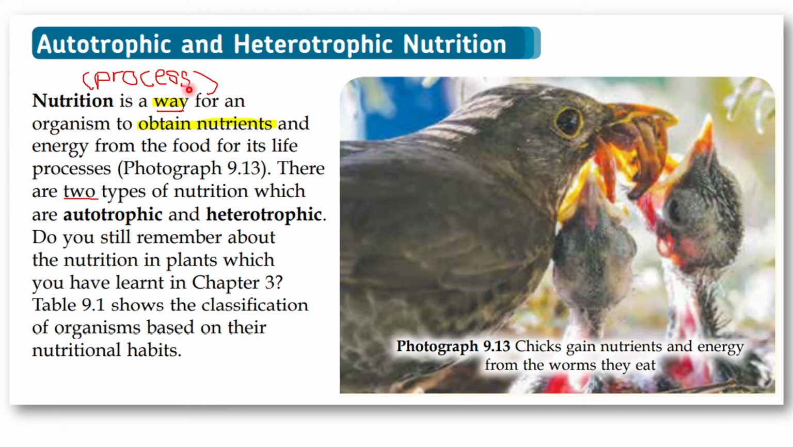Okay, in this video, we are going to talk about nutrition, autotrophic and also heterotrophic nutrition. So it's quite simple. First, we define what is the meaning of nutrition. It's a process, a way for an organism to get nutrients and energy from the food for its life processes, referring to all the metabolical processes in the body. So it's divided into two types, autotrophic and also heterotrophic.